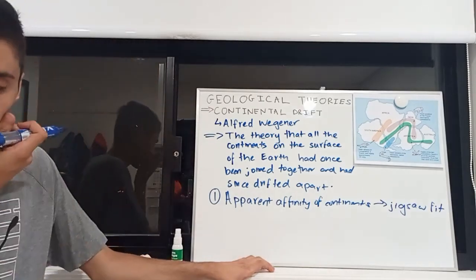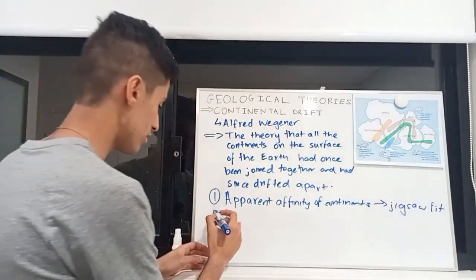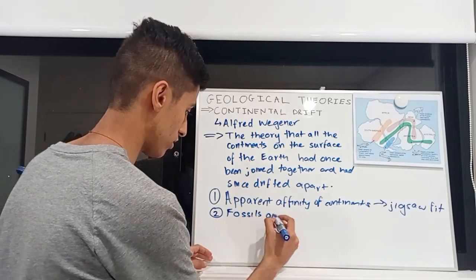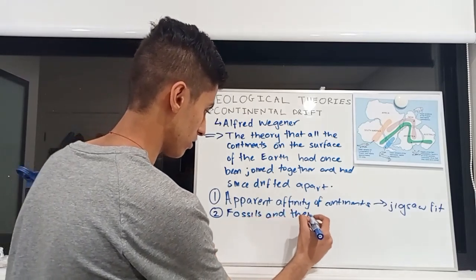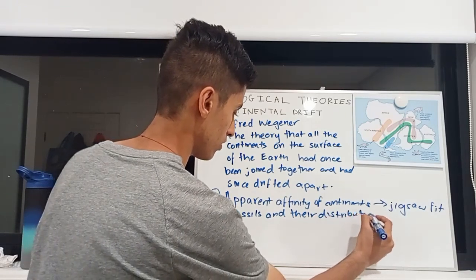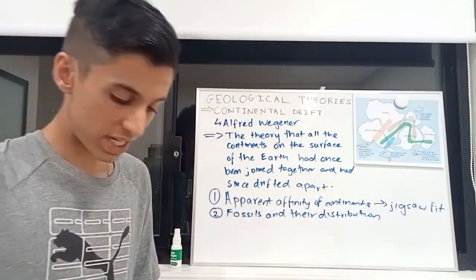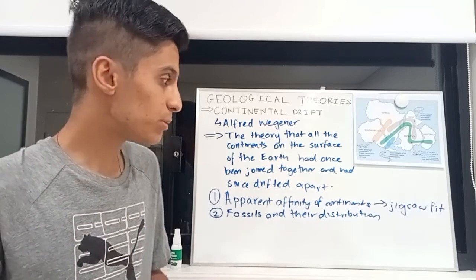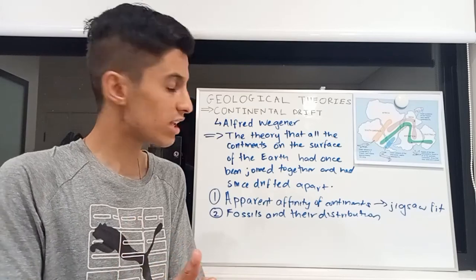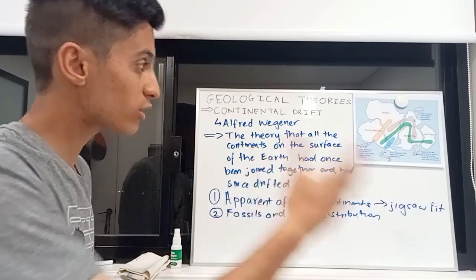Now, the second piece of evidence that Alfred Wegener found was fossils and their distribution. What Alfred Wegener found was that the fossils of many ancient extinct animals were found such that when you connected these continents, the fossils and their parts would connect as well.